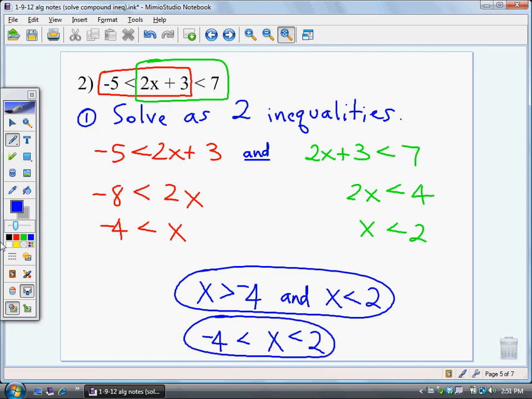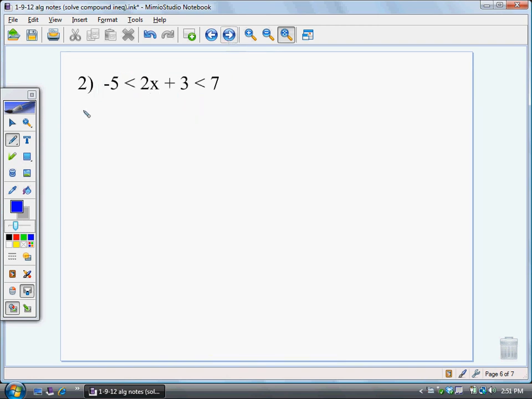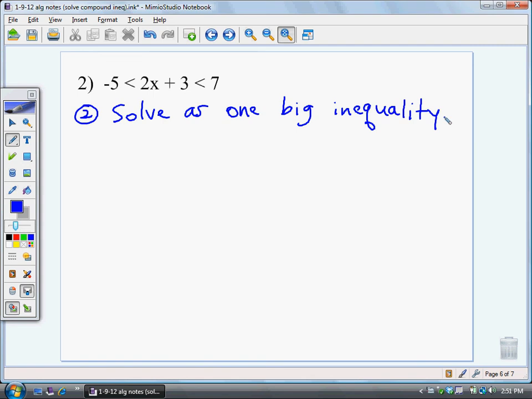So that's how you solve it, where you separate the inequalities. You kind of take this and break it into two separate inequalities and solve each one separately and then put them together with the and. The other option is to solve as one big inequality. Here, rather than have to do things twice, since both times I had to subtract 3, I could just subtract 3 from all 3 pieces.